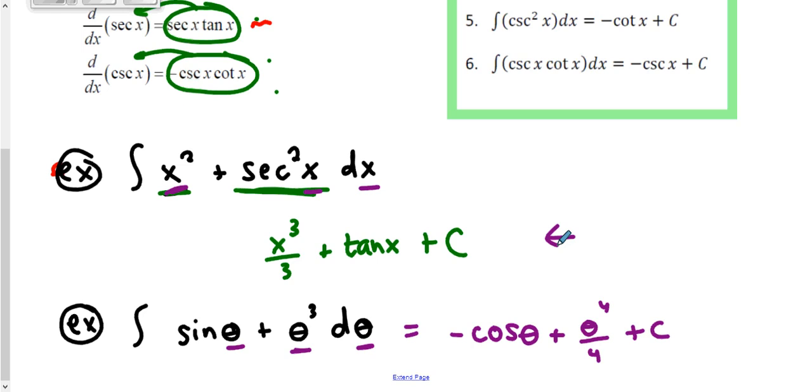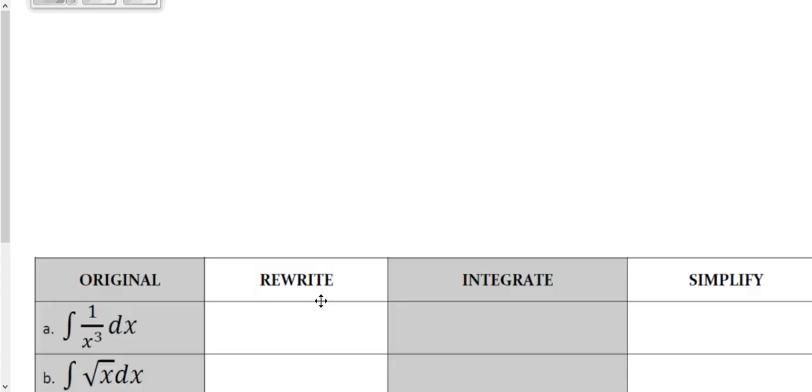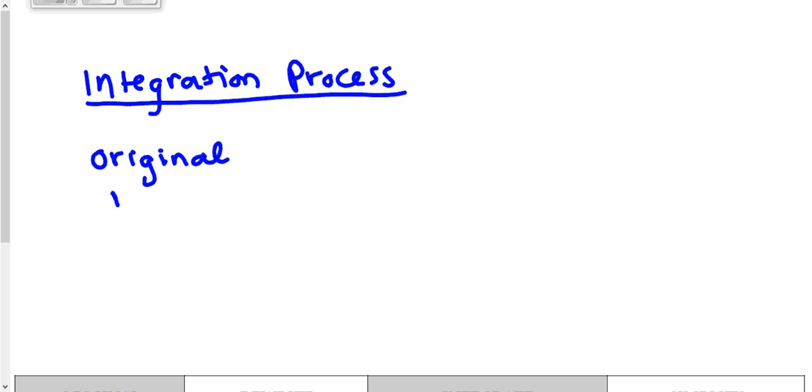Now, when we are taking integrals, sometimes we have to rewrite, just like we had to rewrite when we were doing derivatives. But our process, when we have some equations, our integration process. So what's going to happen is we're going to have our original integral. So our problem that we're given.